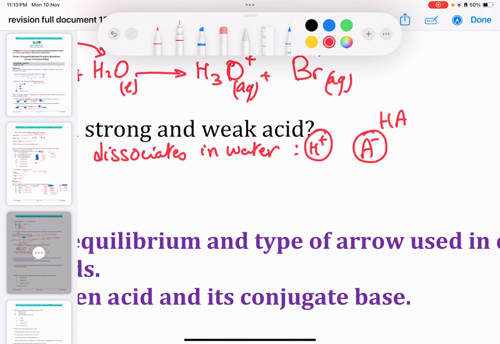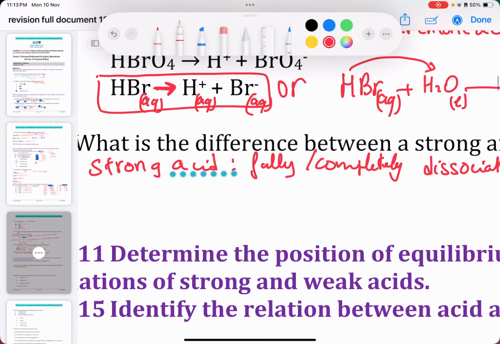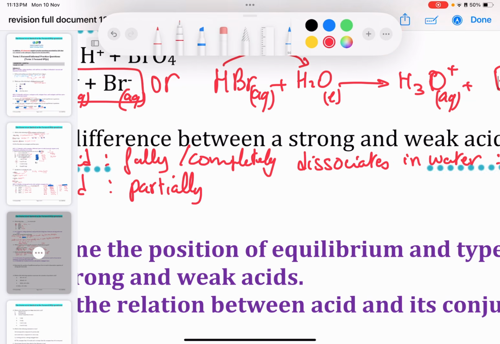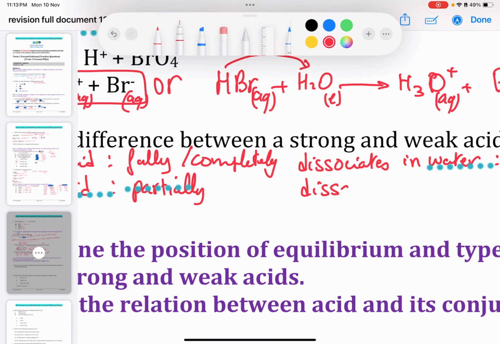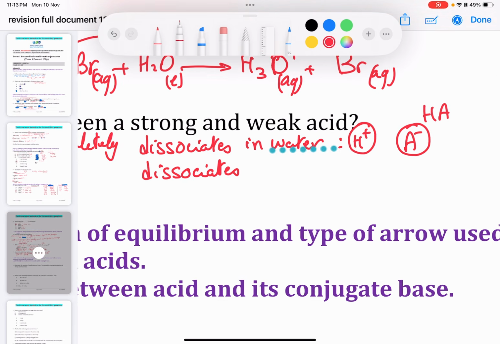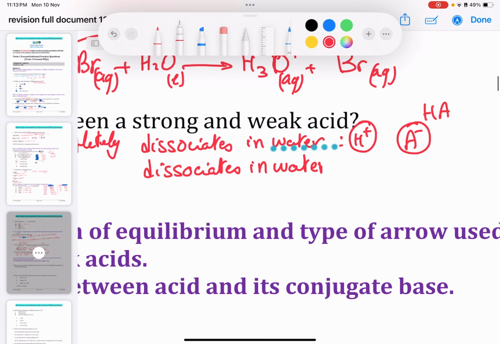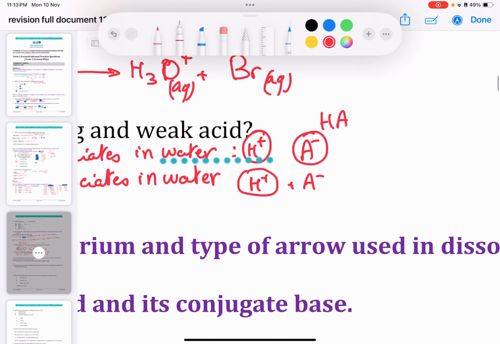I call it anion. Whereas a weak acid is going to partially, incompletely dissociate, like it's not a full ionization or dissociation in water. So it dissociates partially in water, but again I get H plus and A minus. However, the quantity of H plus obtained from a weak acid is a lot less than the quantity of H plus obtained from a strong acid.